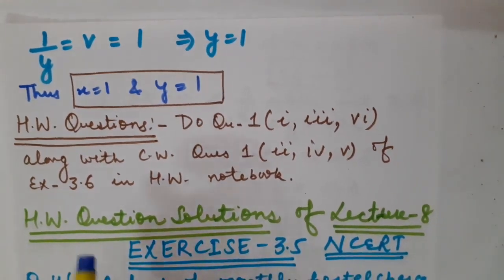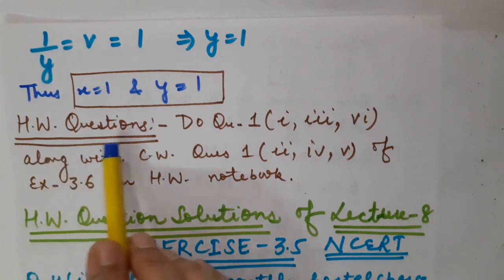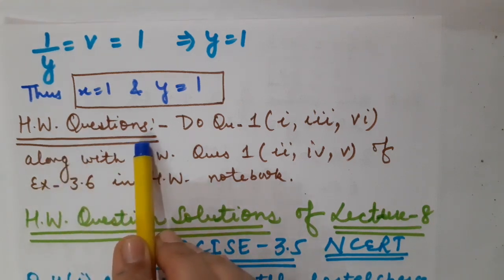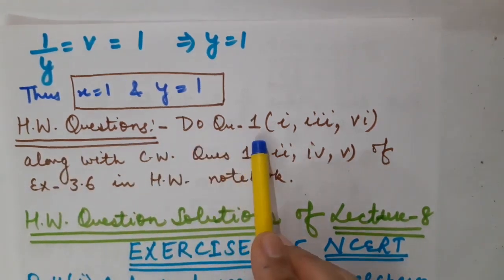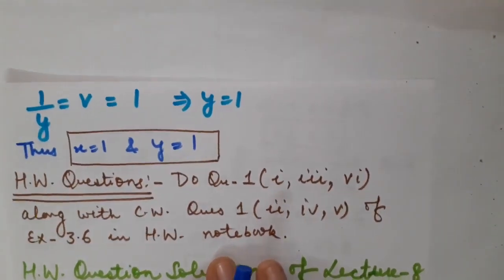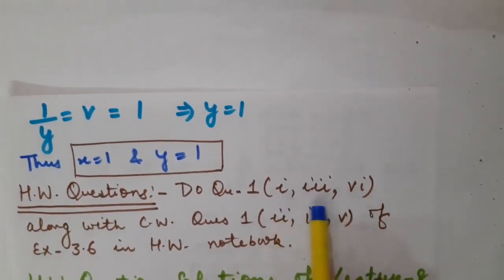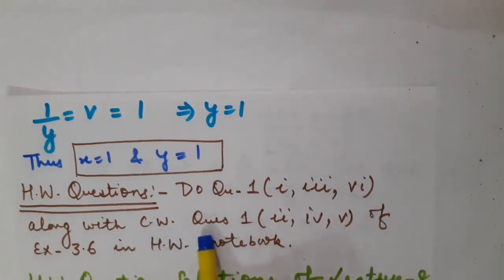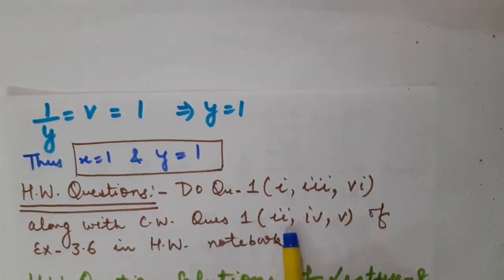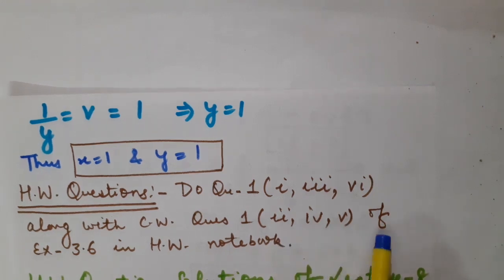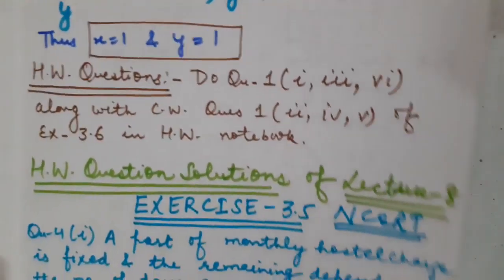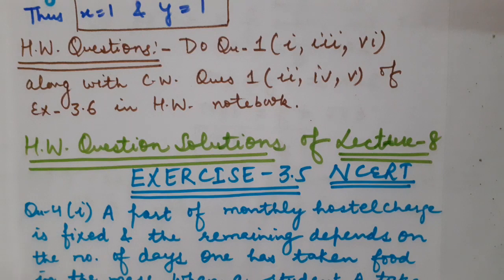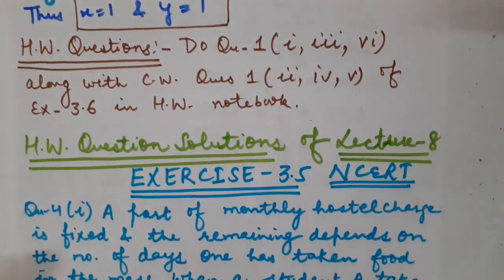Children, please note down your mathematics homework. Your homework questions which you have to do in your homework notebook are: do question number 1, first part, third part and sixth part along with your classwork questions. What are classwork questions? Question number 1, second part, fourth part and fifth part of exercise 3.6 in homework notebook. Clear, children? Okay. Now I am going to discuss homework question solution of lecture number 8.